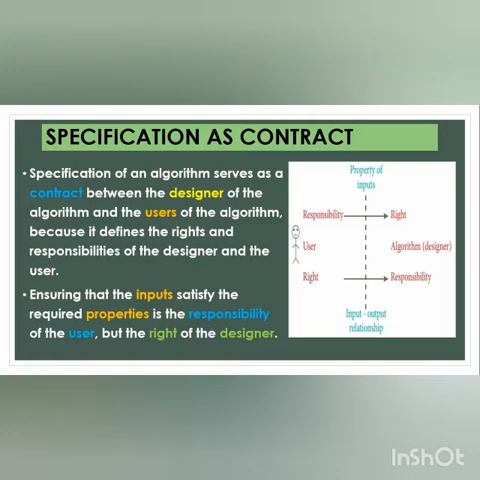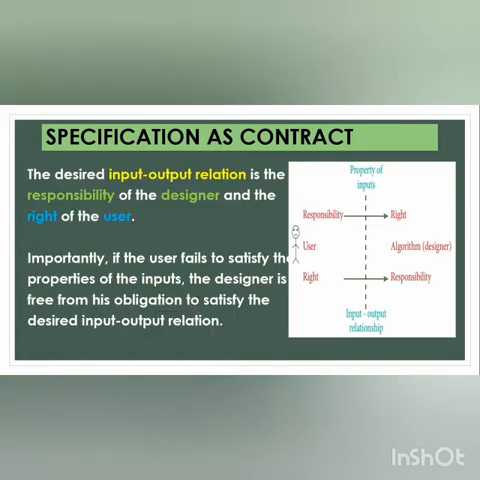Here, the tailor has the right to collect all the information from the customer. The next step is for the tailor to stitch the cloth, and she or he has to satisfy the user's needs. So, the desired input-output relation is the responsibility of the designer and the right of the user. Importantly, if the user fails to satisfy the properties of the inputs, the designer is free from his obligation to satisfy the desired input-output relation.